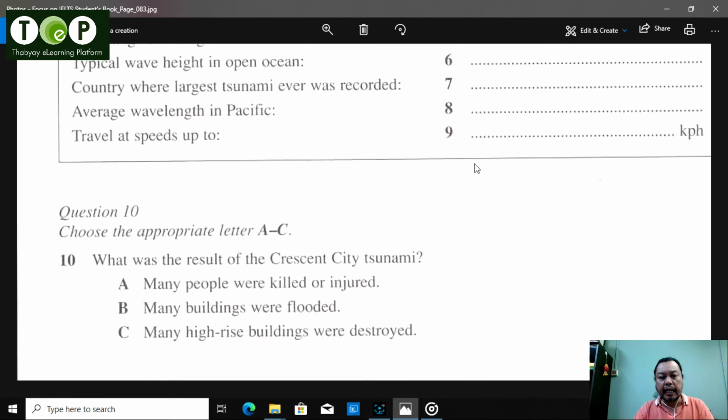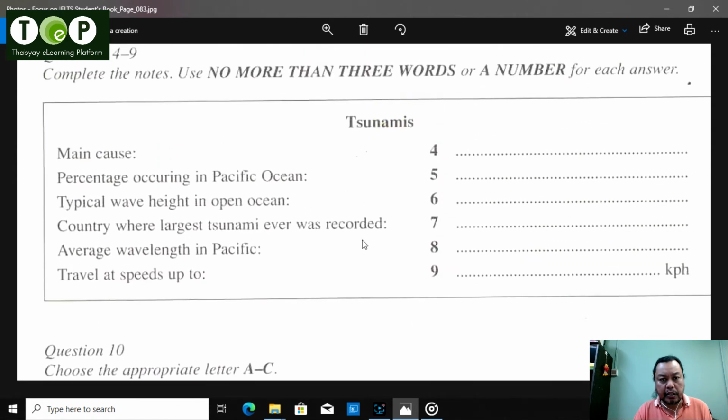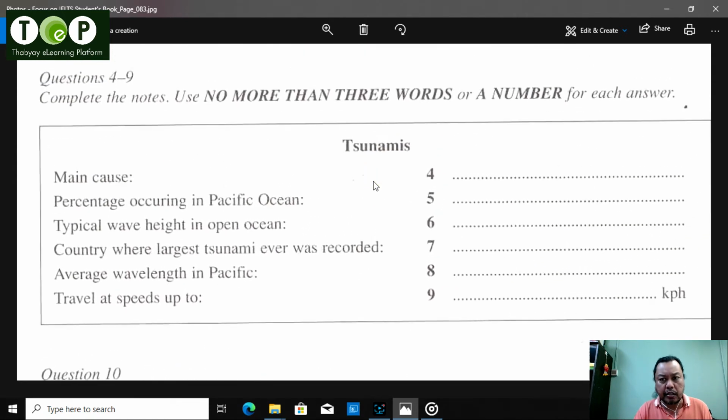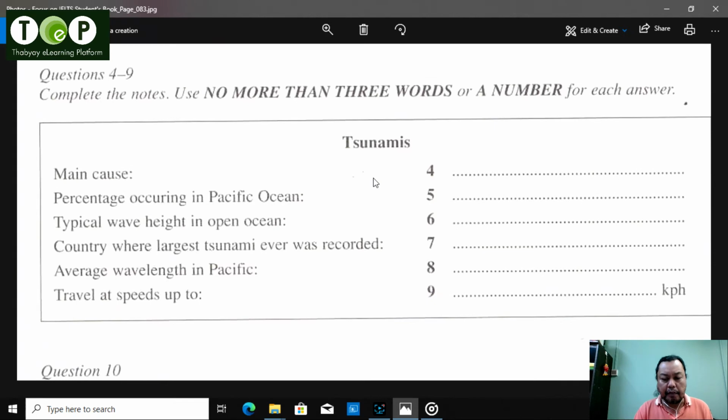Question number 10 is multiple choice. What was the result of the Crescent City tsunami? There was a tsunami which hit Crescent City, and what was the result? A, many people were killed or injured. B, many buildings were flooded. And C, many high-rise buildings were destroyed. Now let's get all the answers. I'm going to play the audio, but first let me turn off my microphone and the camera.